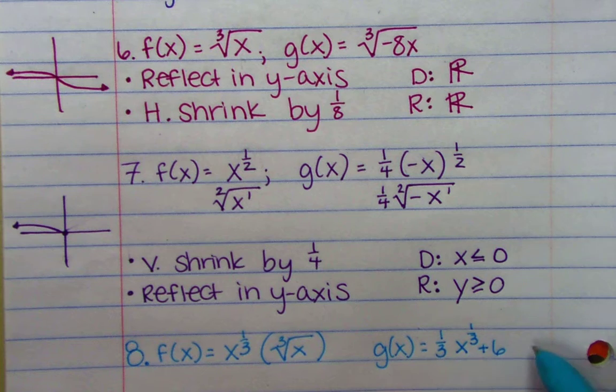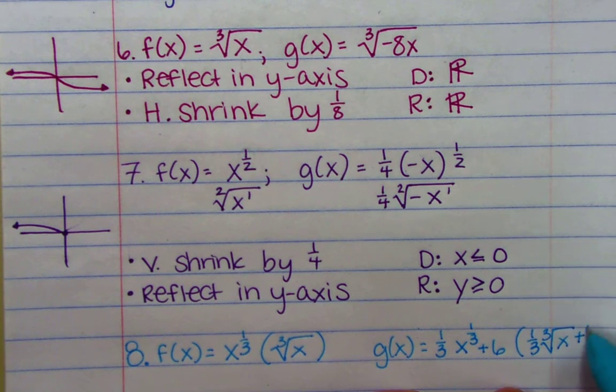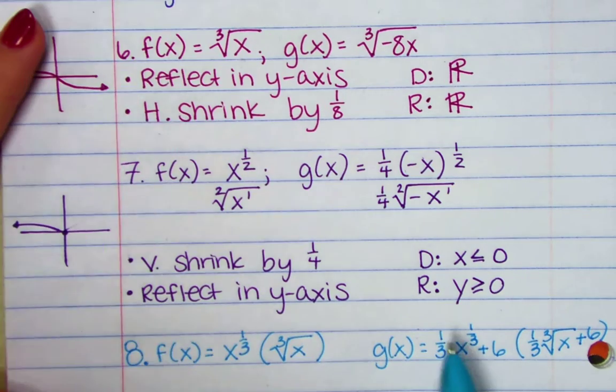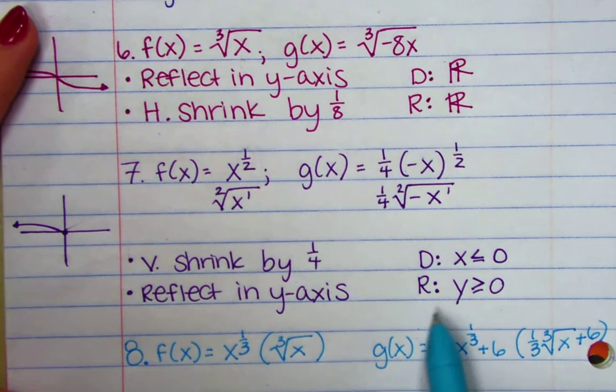Okay, so remember that's the same thing. X to the 1/3 is the cube root. So that would be 1/3 cube root of x plus 6. Okay, 1/3 is cube root, 1/2 is square root. So we're still looking at what does this 1/3 do? Looks like it's pretty similar to this 1/4 here.